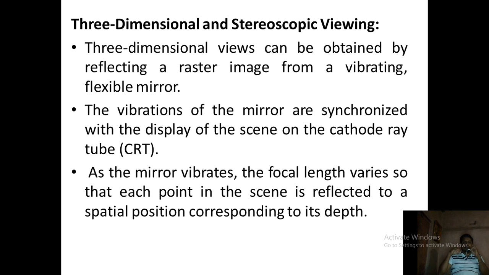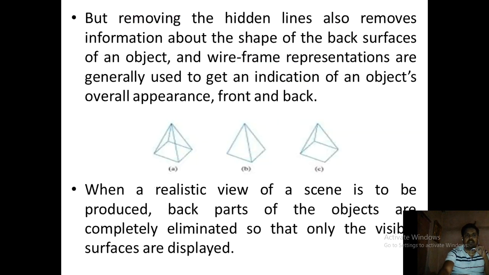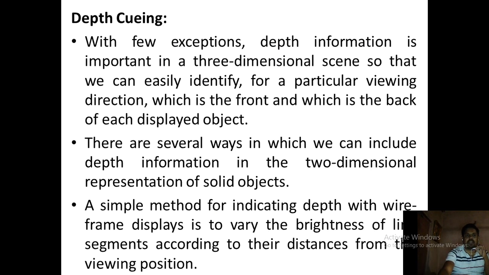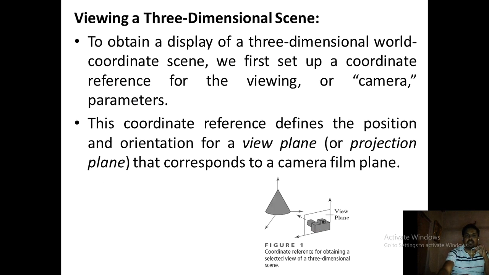Then as the mirror vibrates, the focal length varies so that each point on the scene is reflected to a special position corresponding to its depth, right? These are the methods normally we have to follow. First is viewing the three-dimensional scene: you decide whether you want to view the object from the front side, the right side, the left or the top, so that the image will fall on your projection plane.